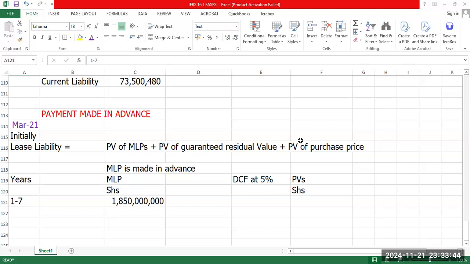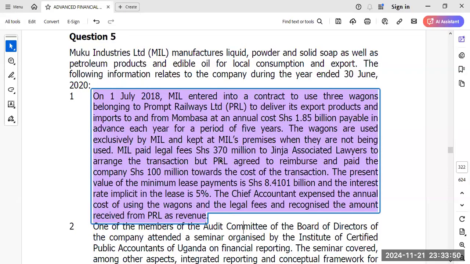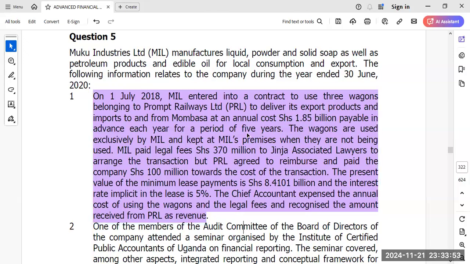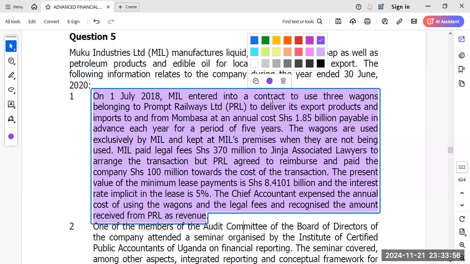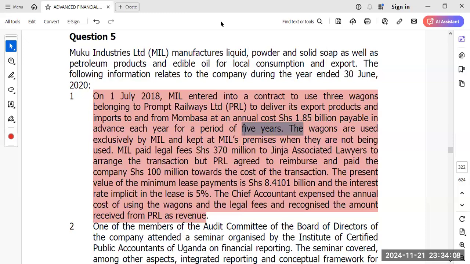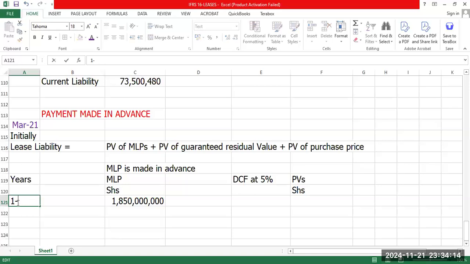But colleagues, are we doing the right things? Is it 7? How many years? That's what I was going to ask. Let me see. Contract from 2018. What is the year that we are reporting in? The payable in advance for a period of 5 years. So here it should be 1 to 4. 5 years, yes. 1 to 4. Okay.